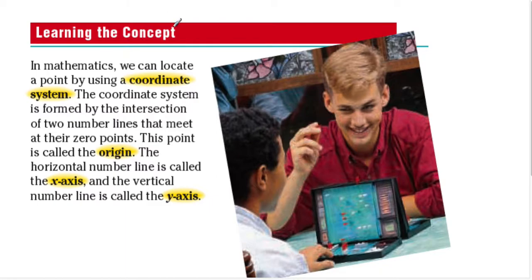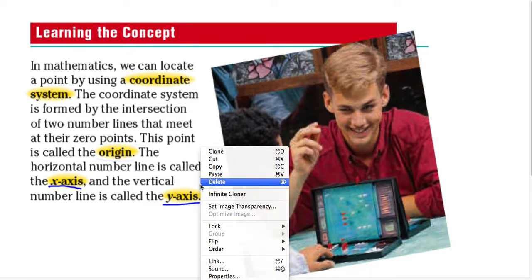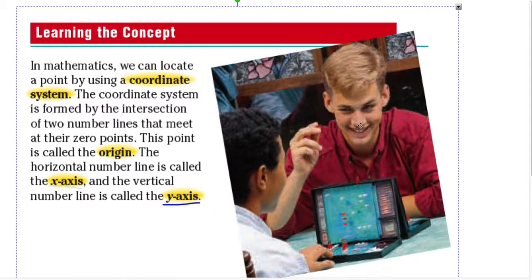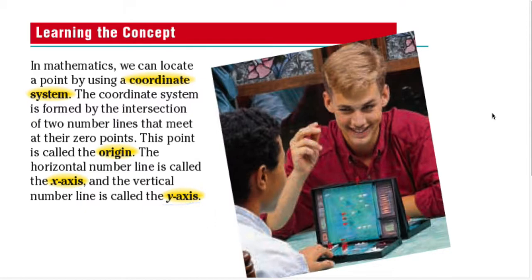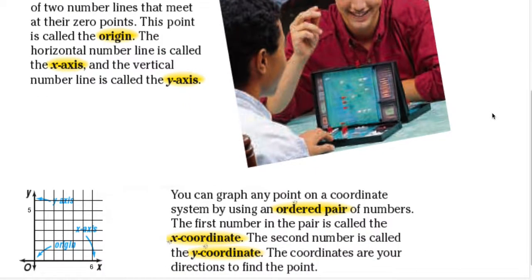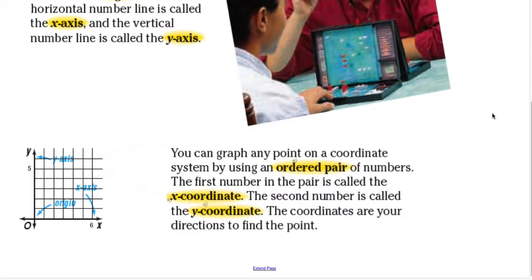So in math, we can locate a point by using what we call a coordinate system. The coordinate system is formed by the intersection of two number lines that meet at their 0 points. This point is called the origin. The horizontal number line is called the x-axis, and the vertical number line is called the y-axis. So instead of letters and numbers, in a coordinate system they are both numbers, two number lines that intersect each other, such as the one you see back here.